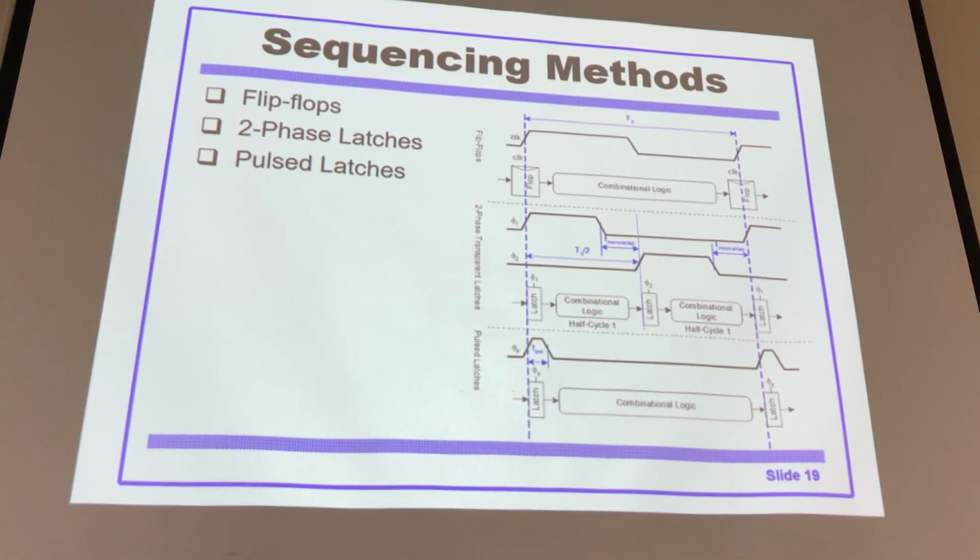Sequencing methods. For basic static CMOS design, and also the other circuit families, you could have a synchronous circuit like this. The flip-flop here, flip-flop here. The clock signal at the rising edge will sample the input and update the flip-flops simultaneously. That's why we call it a synchronous circuit. They update synchronously, at the same time.